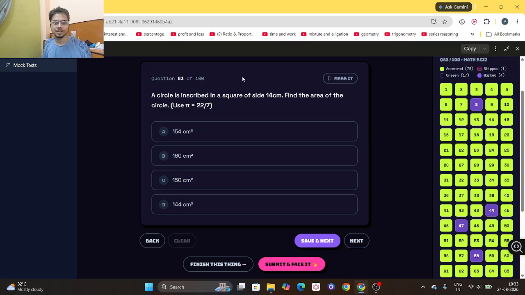A circle is inscribed in a square of side 14 centimeter. Side is 14 centimeter and a circle is inscribed, so the radius will be 7. Find the area of the circle. Pi r square.